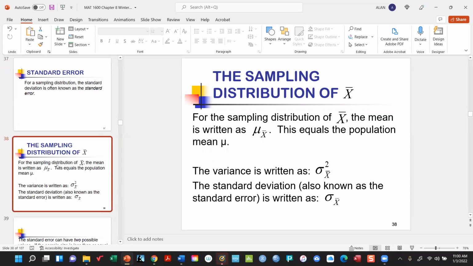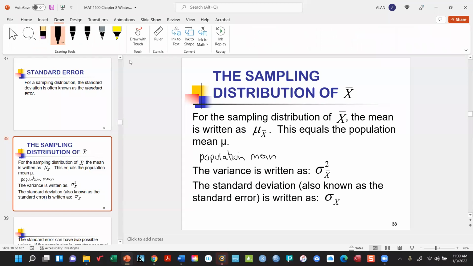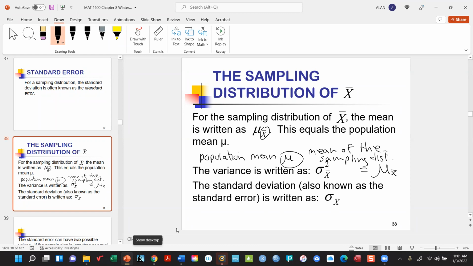Okay, so now here, we're doing something a little different. Remember, the population mean is mu. The mean of X bar, or I should say the mean of the sampling distribution, is written as mu with a little subscript X bar, so that we can tell them apart. In other words, the mu by itself is the population mean. Mu with a little X bar next to it is the average of all of our sample means. No matter how many samples we've taken, when we average them out, we end up with this number mu X bar, which is the average of all of our X bars.